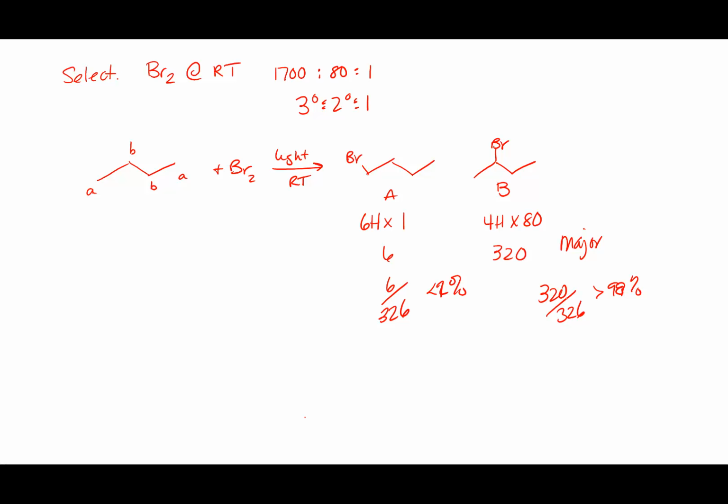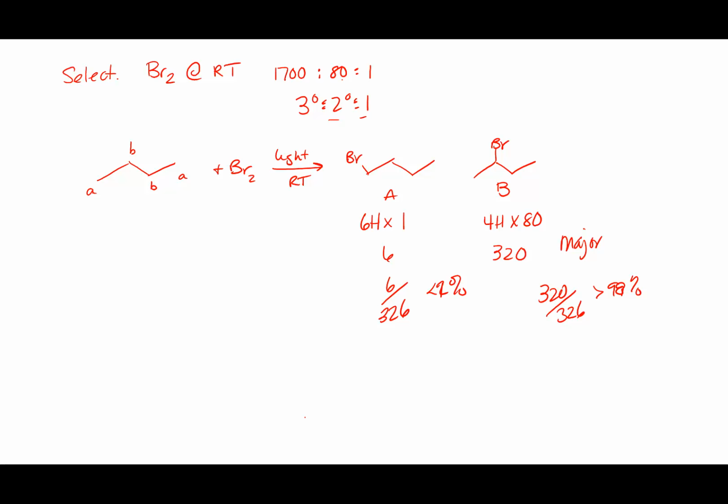As a matter of fact, if we think about the number of hydrogens as offsetting or counteracting the selectivity, if you have just secondaries and primaries, you need 80 primary hydrogens to break even with the 80 selectivity of the secondary position over the primary, just mathematically. Well, you're never going to have 80 secondary or 80 primary hydrogens.